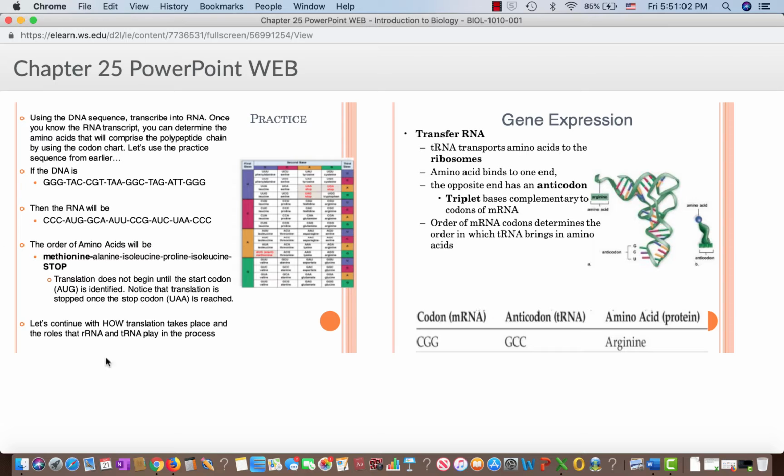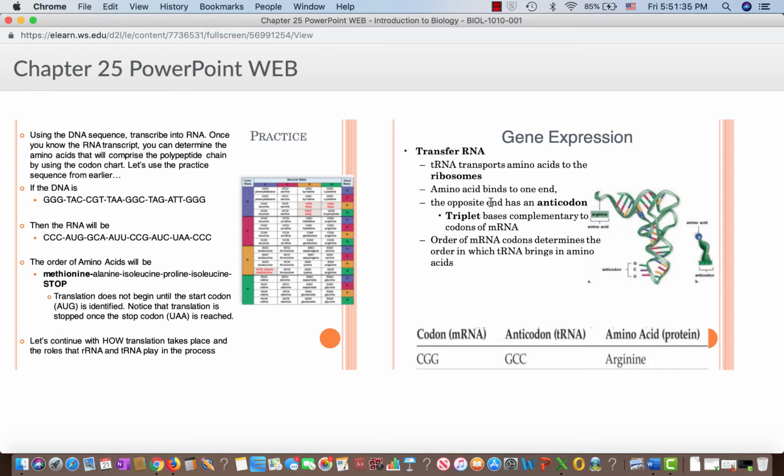So again, this right here is practice for you. You take your DNA to RNA, and then you make your amino acid sequence from that. And you do not start until your start codon, your AUG, and then you stop at the first stop codon that you reach, so UAA right here. So if you can do that, go through and practice that a few times, you'll be in pretty good shape for this portion of the exam.